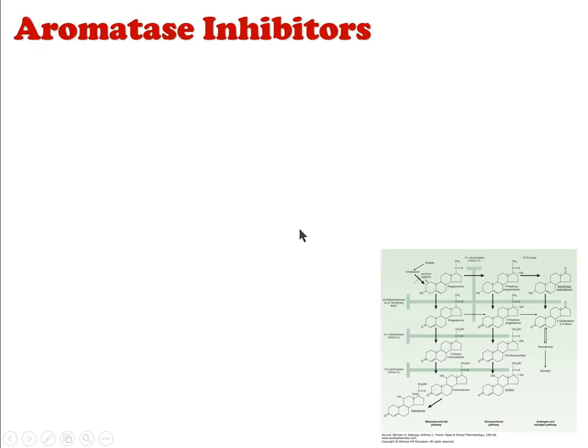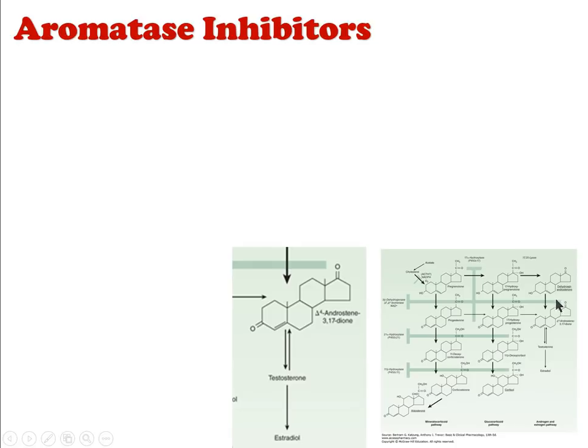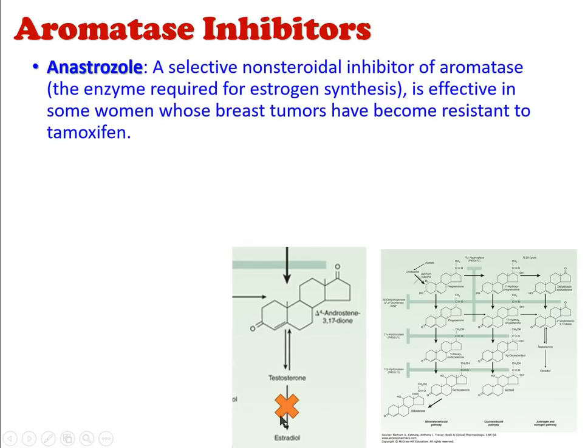We have another line of treatment, called aromatase inhibitors. What are aromatase inhibitors? If you blow this up, these drugs are blocking this step right here, the conversion of testosterone to estradiol, so you're blocking estrogen synthesis. They are selective, non-steroidal inhibitors of the aromatase enzyme, which can be used in the treatment of breast tumors that are resistant to tamoxifen. Make sure you remember that aromatase inhibitors block synthesis of estradiol from testosterone, so there is no more estrogen to bind to the receptor.